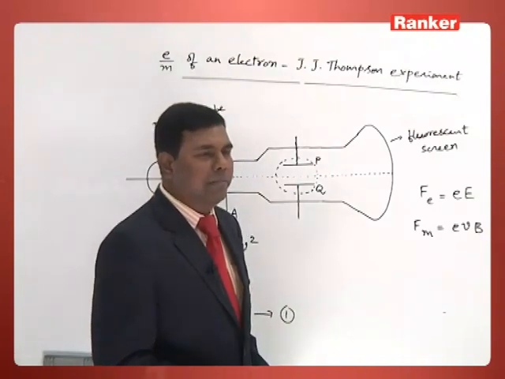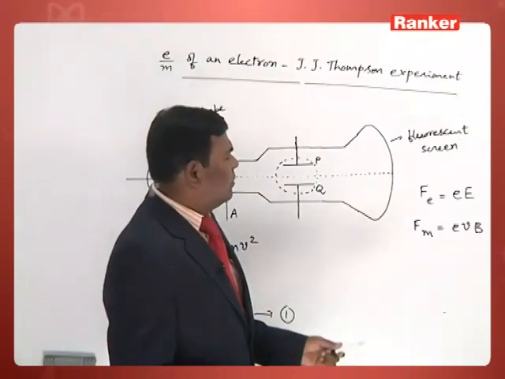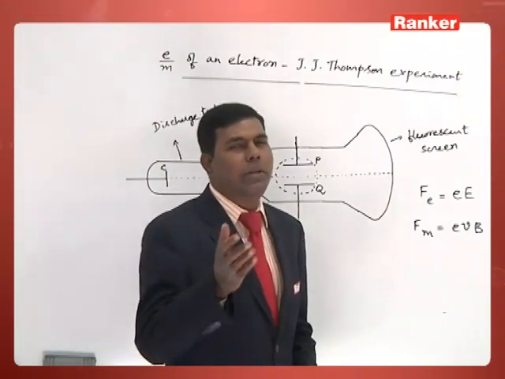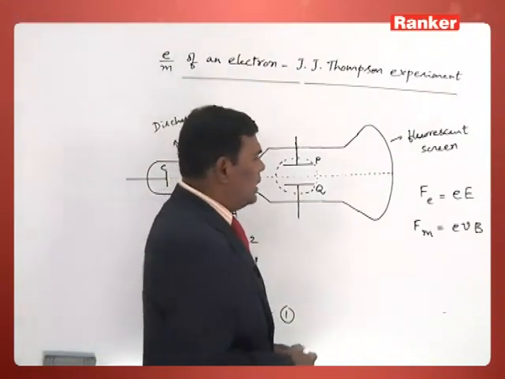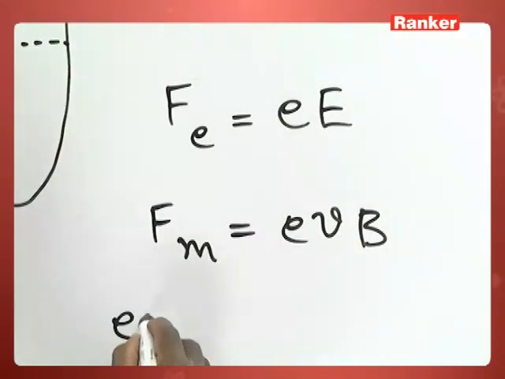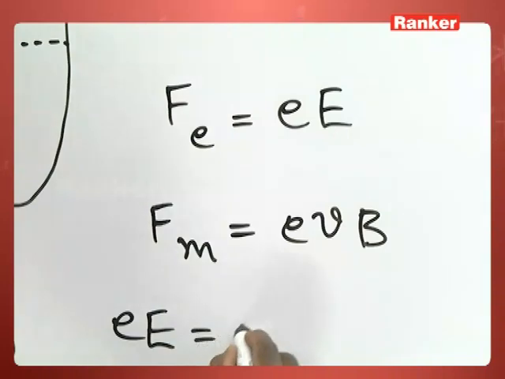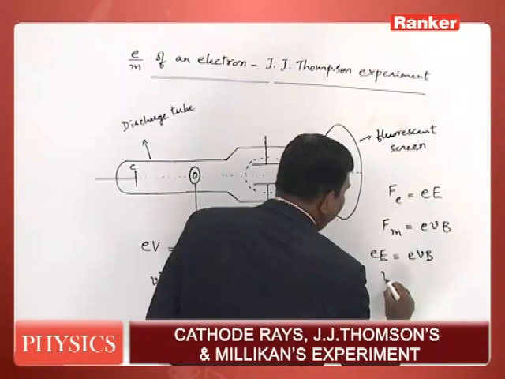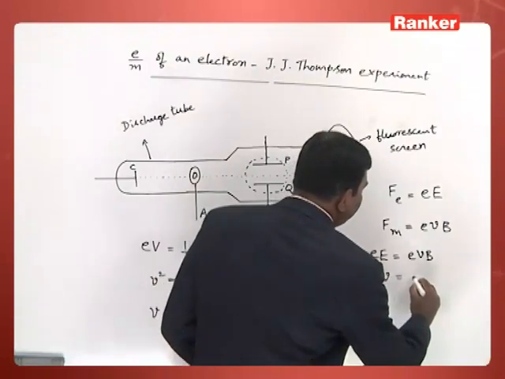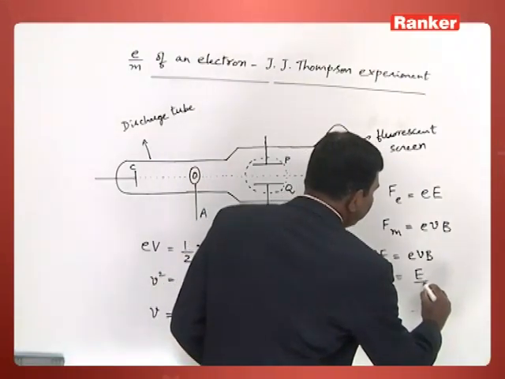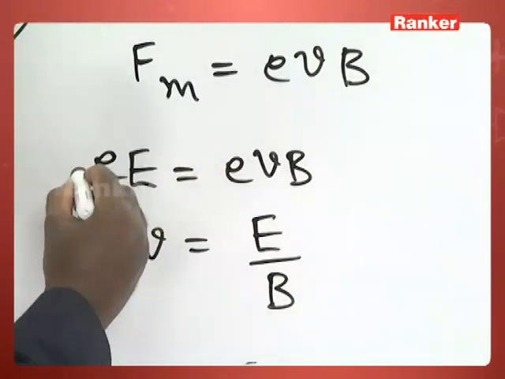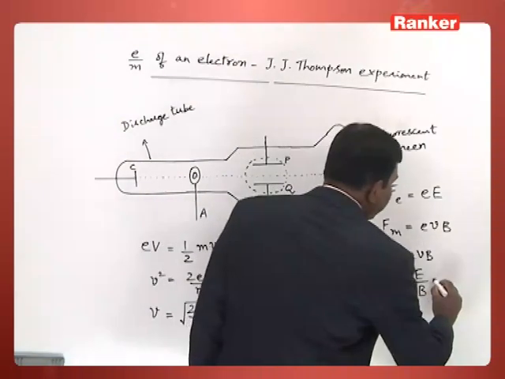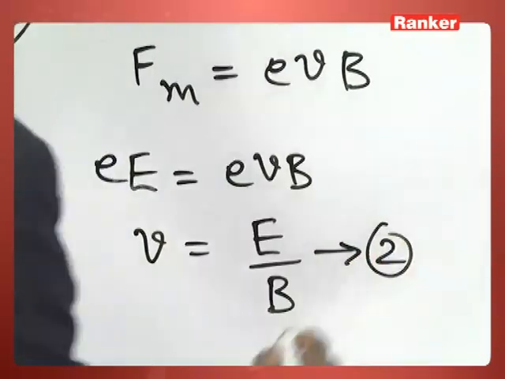Now, we know that these two forces are equal, so there is no deflection in the electron beam. In such a case, we can equate eE and eVB. From that, we can calculate the velocity as E by B. e on both sides gets cancelled and you are left with V equal to E by B. Let us say this is equation number 2.